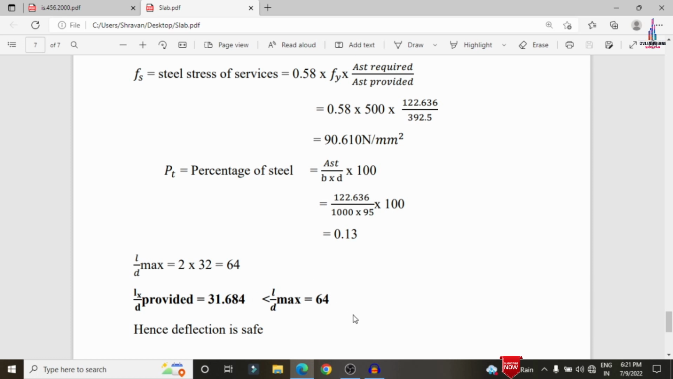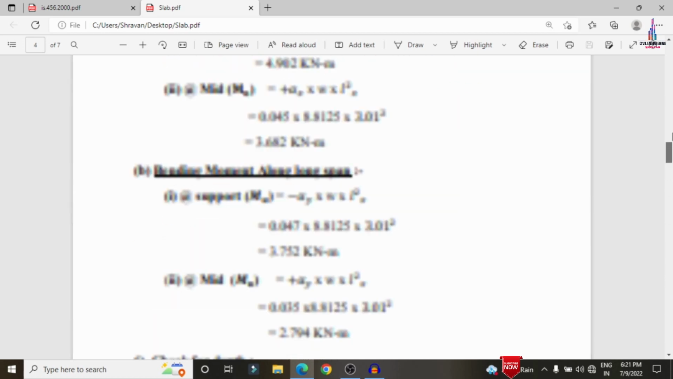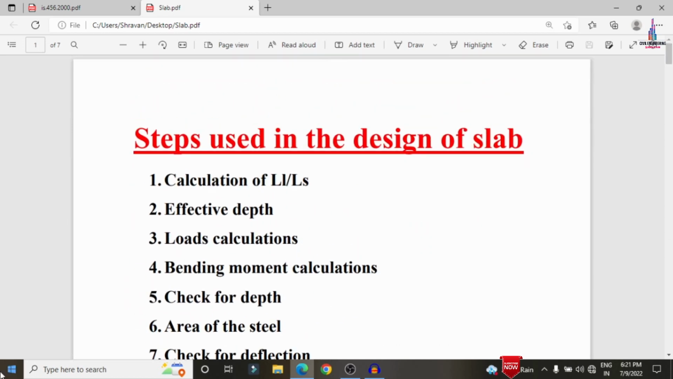Okay, so here in this case, the value of L by d provided is less than L by d max, which is 64. So in this case, the deflection is safe for the slab section. Okay, so this is the complete calculation part for the RCC slab design using the manual calculation method as per the IS 456 2000 code provision.